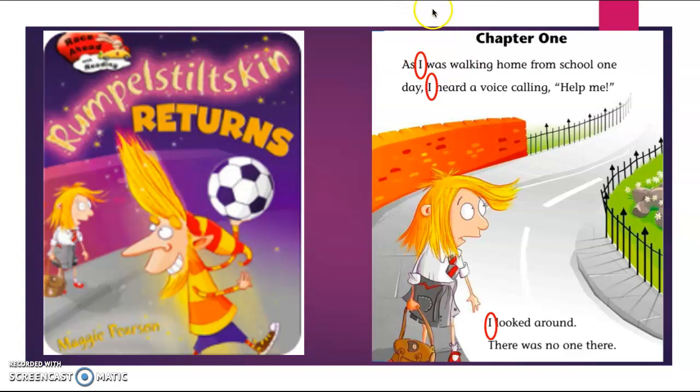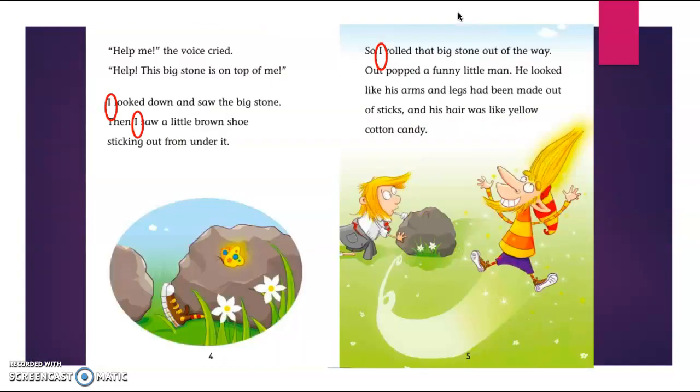So, as I was walking home from school one day, I heard a voice calling. I looked around. That tells me it's a person saying the point of view of the story. They're using the word I. They're talking about themselves. On the next 2 pages, we see I looked down and saw the big stone. Then I saw a little brown shoe. So I rolled that big stone out of the way.